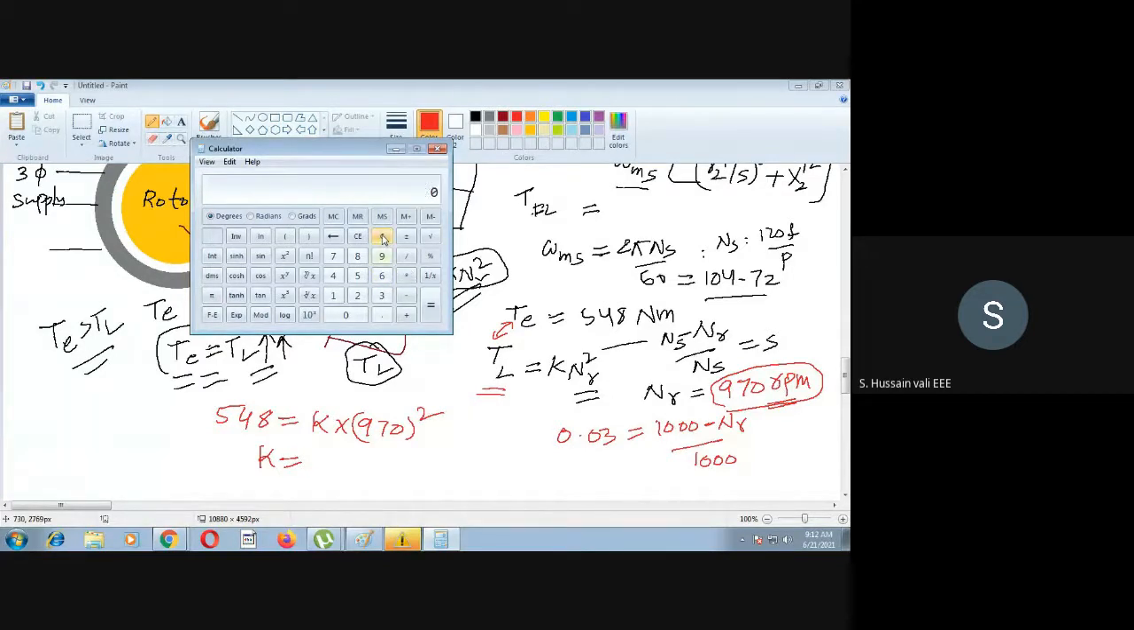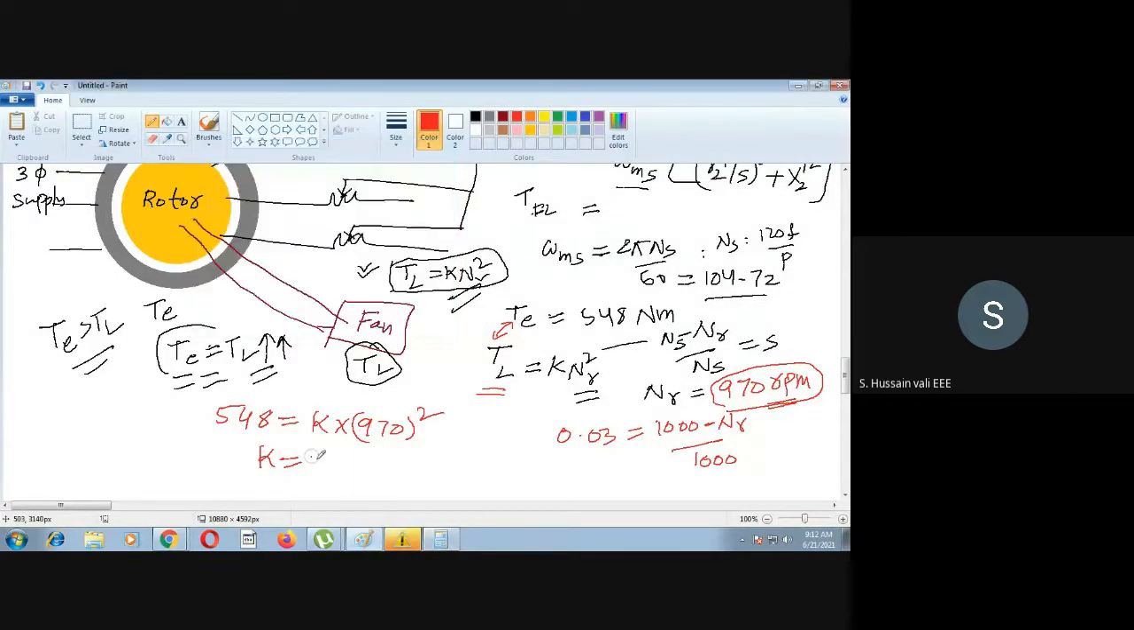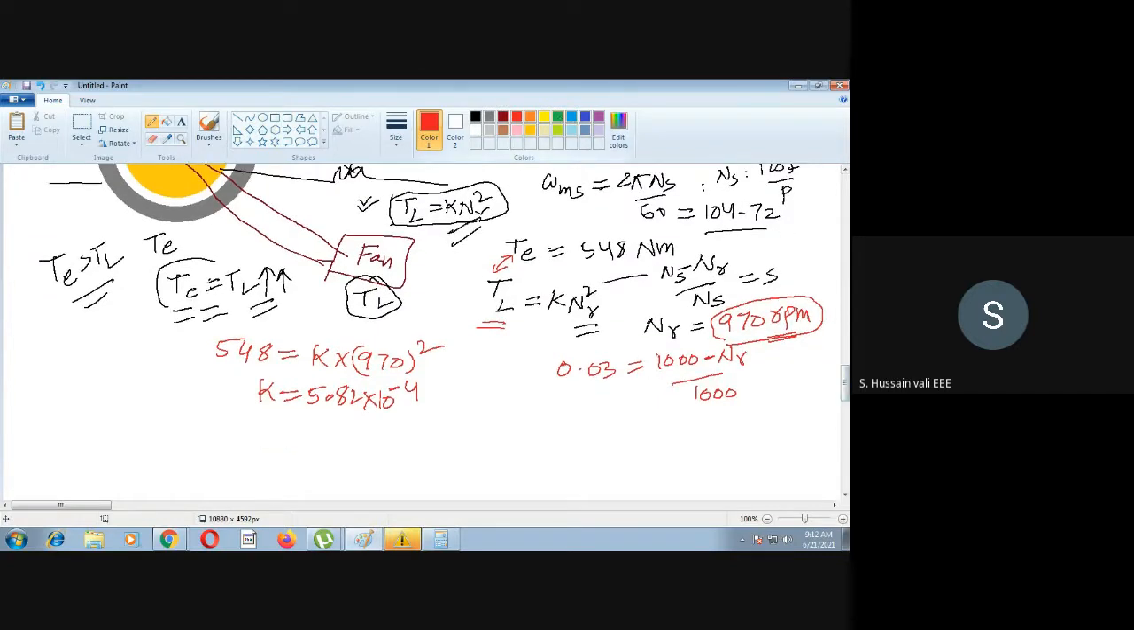970 to 548. So you got approximately 5.82 into 10 power minus 4. This is the value of K we got. Once we got the value of K, now we will jump to the question. Now what is the question he is asking? That if the fan speed is equal to 800 rpm.